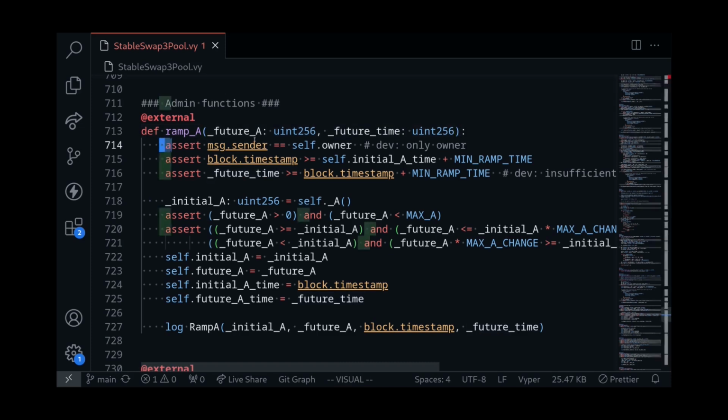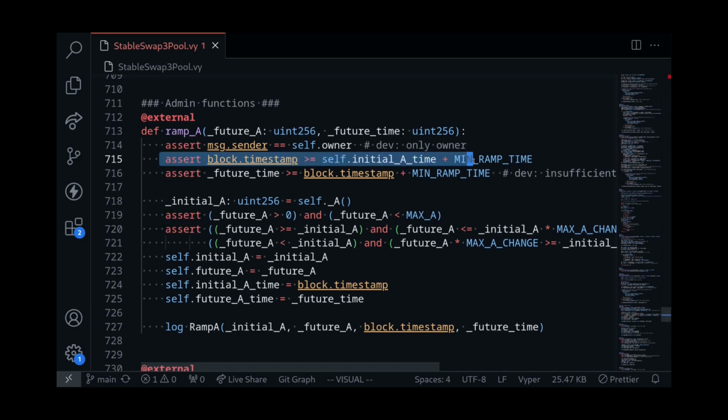First, it checks that the message sender is the owner of the contract, and then it checks that the current timestamp is greater than or equal to initial A time plus min ramp time. This initial A time is set every time this rampA function is called. So once you call rampA, this means that you'll need to wait some time, min ramp time, before you can call it again. And then it checks future time is greater than or equal to the current timestamp plus min ramp time. The next part of the code calculates the current A, and then it checks that future A is greater than 0 and also less than max.